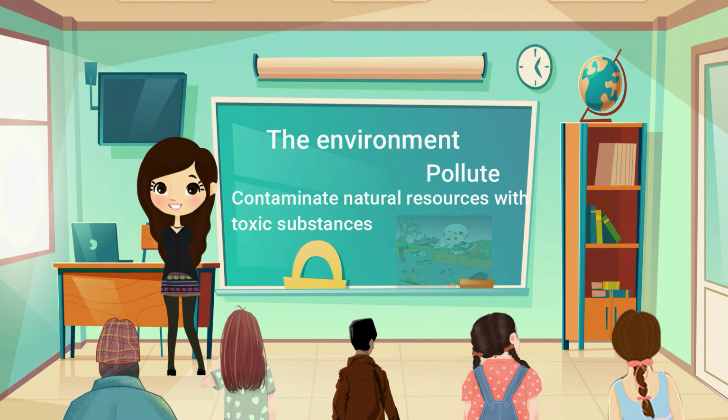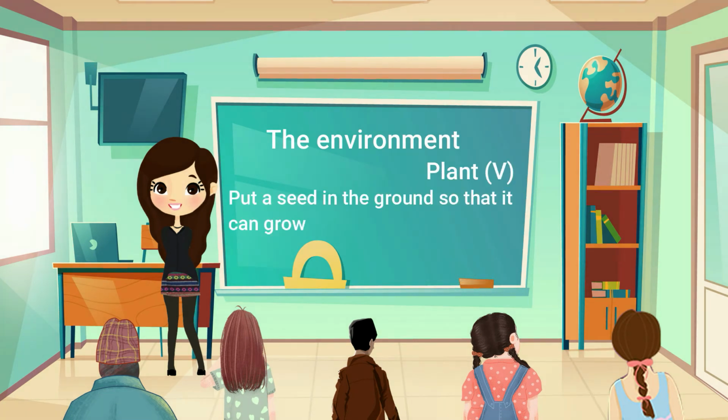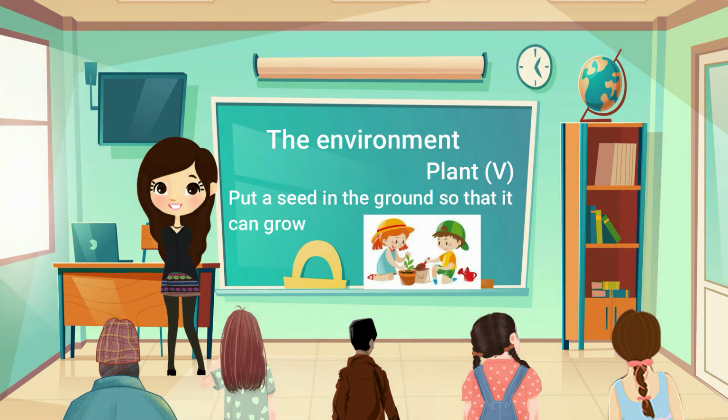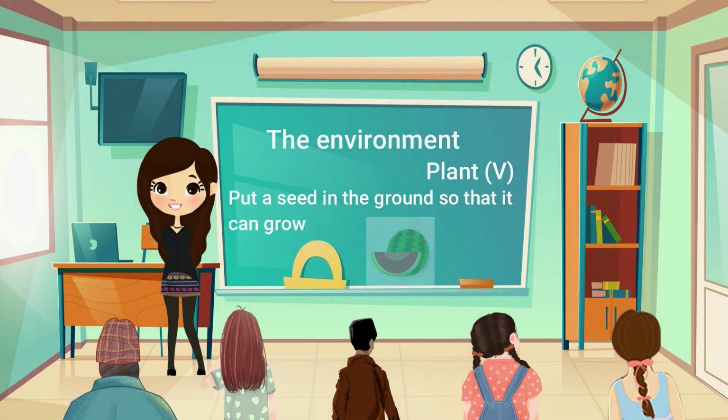The next word is plant, but not the plants we usually know. Now this is a verb. Plant means put a seed in the ground so that it can grow. Do you know what a seed is? No. The black things in a watermelon are its seeds.